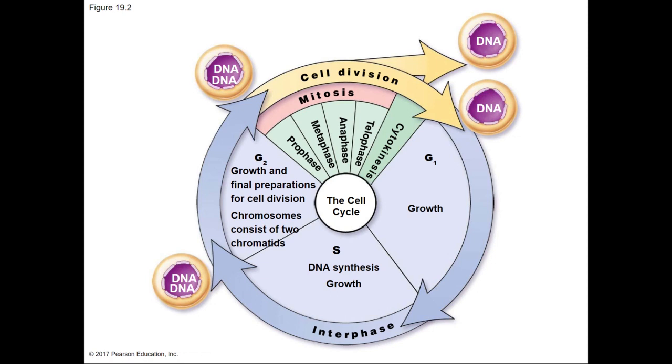Now, not all cells divide. For instance, your nerve cells typically do not reproduce themselves once they are established. And this is why nerve damage is such a problem. However, your skin, liver cells, certainly any of your epithelial linings like inside your gut, these are always and constantly undergoing mitosis.